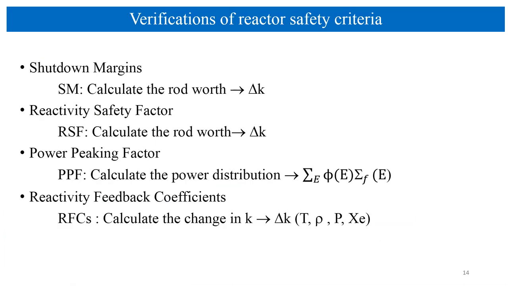As we mentioned, we will talk first about the functions of a reactor's safety criteria, how to verify it. First, we will introduce what the shutdown margin is and how to calculate the difference in multiplication factor, or sometimes we call it reactivity. What is the reactivity safety factor? We will talk about it. It also depends on calculating the difference in K in two runs. Power peaking factor depends on the flux distribution in the core and the fission, the summation over E for the fission interactions.